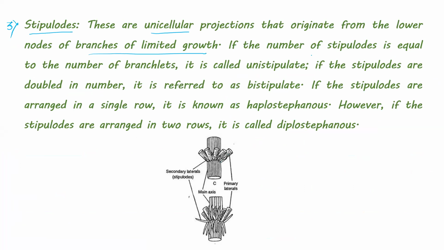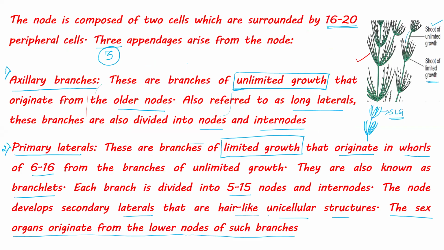If the number of stipulodes is equal to the number of branchlets, it is called unistipulate. If the stipulodes are double in number, it is referred to as bistipulate. Okay, these are some additional informations. If you remember, very good. So what is it? If the number of stipulodes are equal to the number of branchlets, okay, what are branchlets? Quickly recall. Branchlets are nothing but primary laterals. See, primary laterals are also known as branchlets.